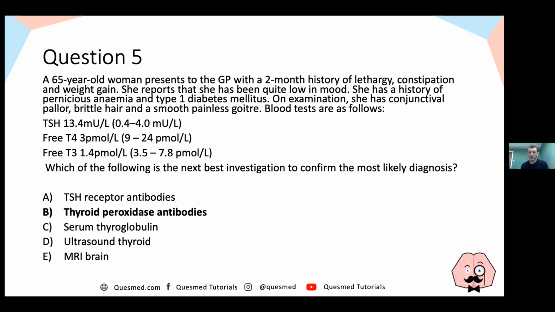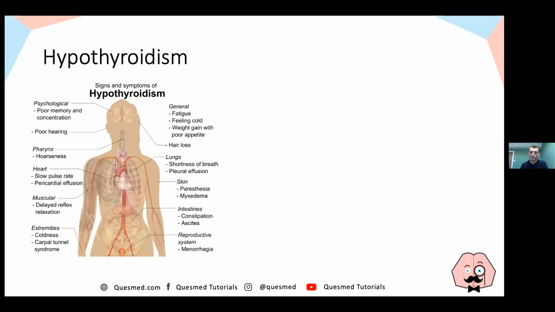TSH receptor antibodies are seen in Graves' disease, which we've already discussed, and that would present with hyperthyroidism. Serum thyroglobulin, we tend to send off to look for specific types of cancer, which we'll come on to later. Ultrasound of the thyroid gland is always helpful when there's a goiter, but it won't give us the diagnosis. An MRI brain is only really necessary if we're suspecting a pituitary problem. But here it looks like primary hypothyroidism, so we're expecting a thyroid problem instead of a pituitary problem.